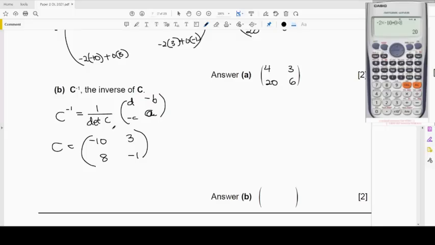So first thing we need is the determinant, and the determinant is simply the product of the leading diagonal. So I'll multiply these two and then multiply these two and then subtract. So my determinant is equal to negative 10 times negative 1 minus 3 times 8. So you can also replace the multiplication symbols with brackets. That's also fine. You will still get the same answer, which is negative 14.